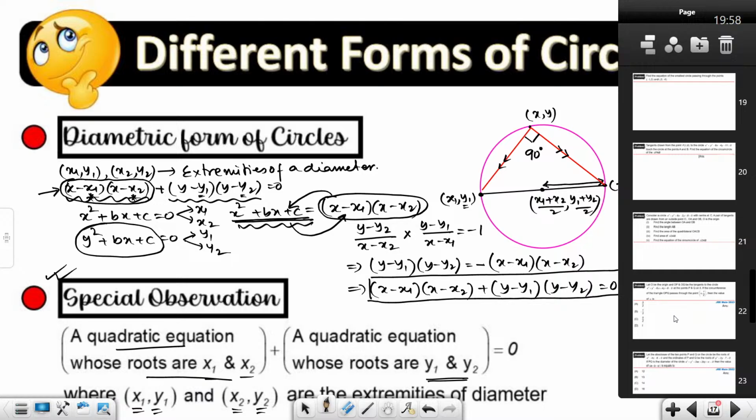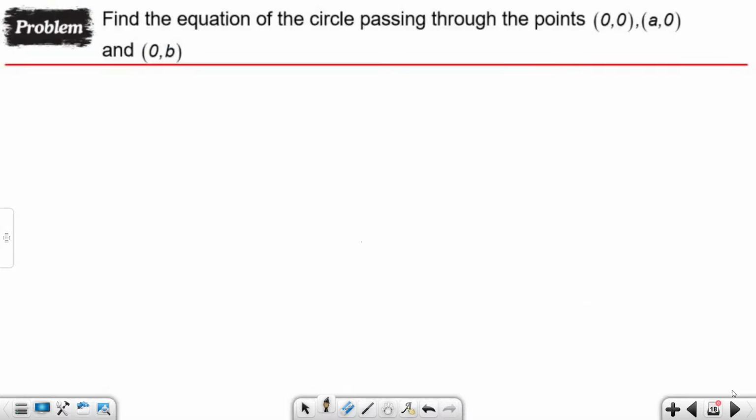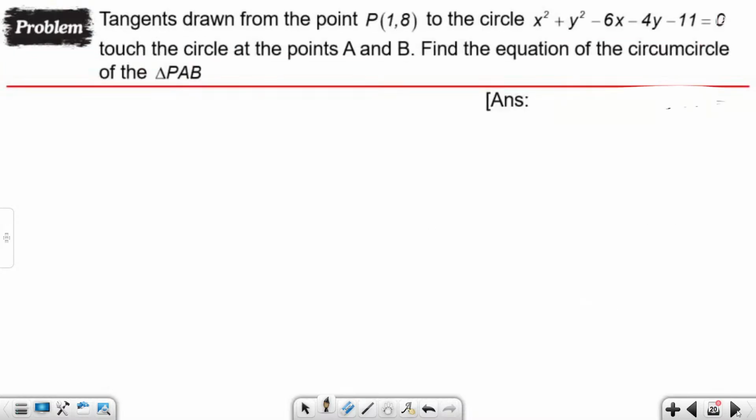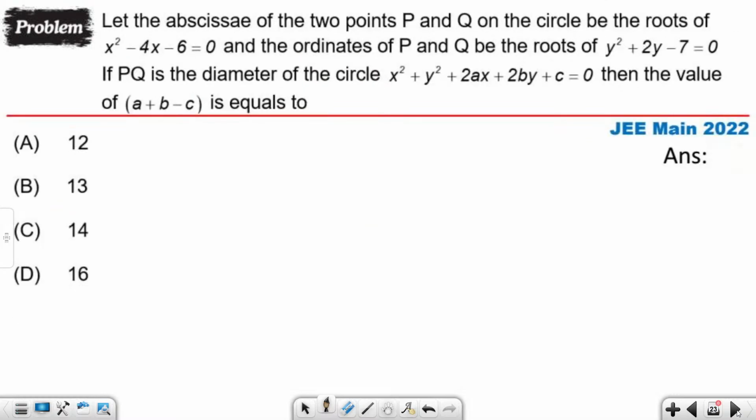Let me take this example. No, not this sum. See this sum. This sum actually came in JEE Main 2022. What have they said?